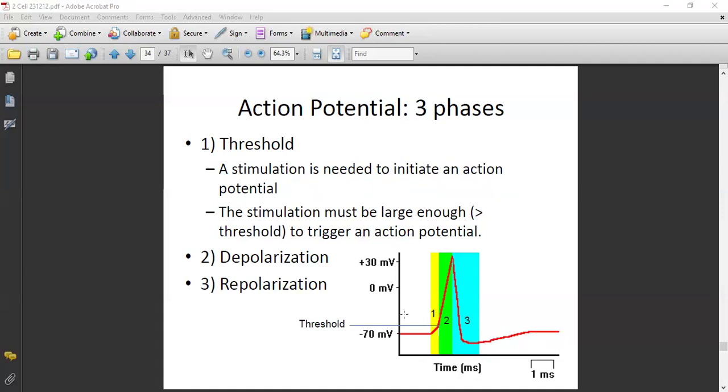Your stimulation doesn't have to be very strong. As long as the stimulation changes the membrane potential to above the threshold, it will trigger an action potential. The action potential has two phases. One is called depolarization. This green phase is the depolarization phase. And then you have repolarization.